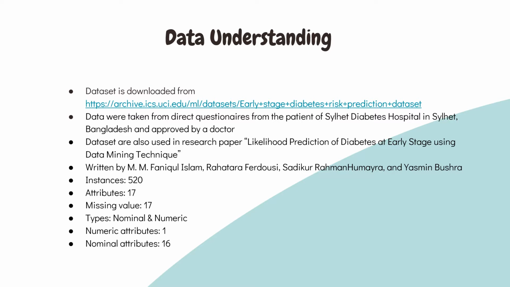The dataset contains instances, which is 520. For the attributes part, it contains 17. For the missing value, it contains 17. The types of dataset are nominal and numeric. For numeric attributes, it contains 1, and nominal attributes, it contains 16.